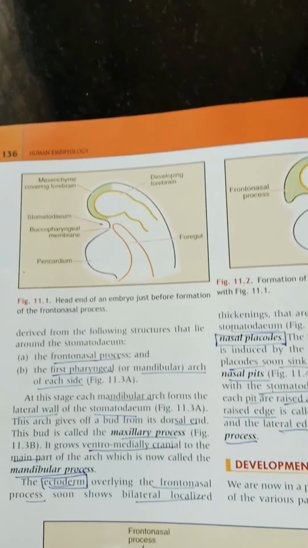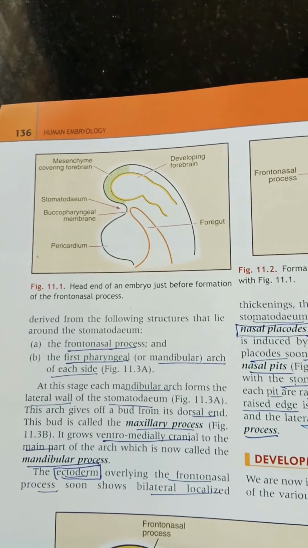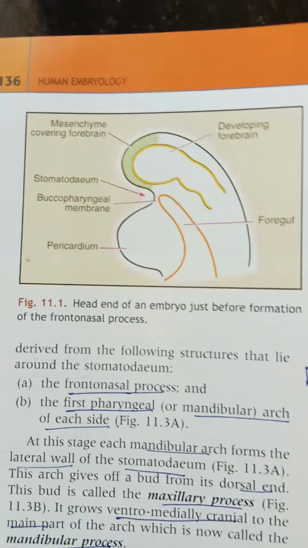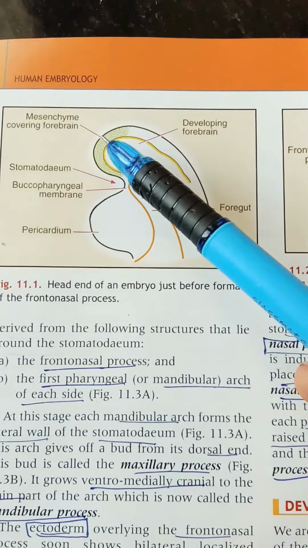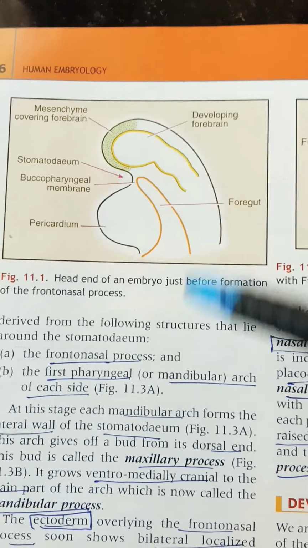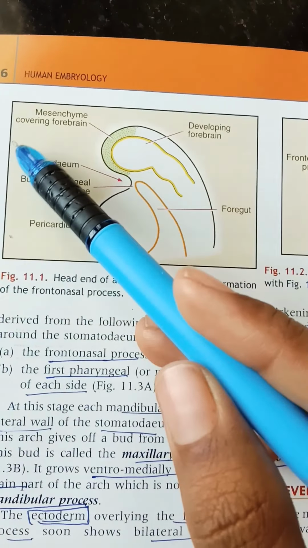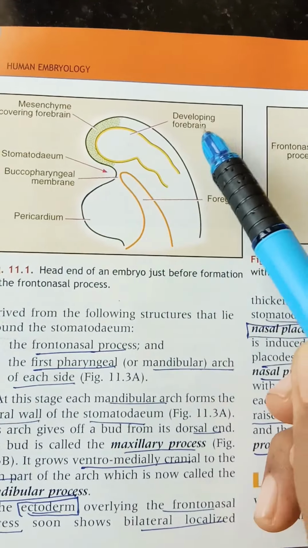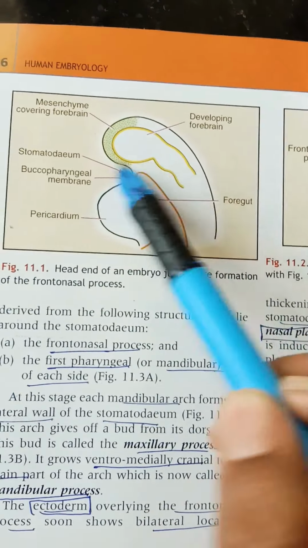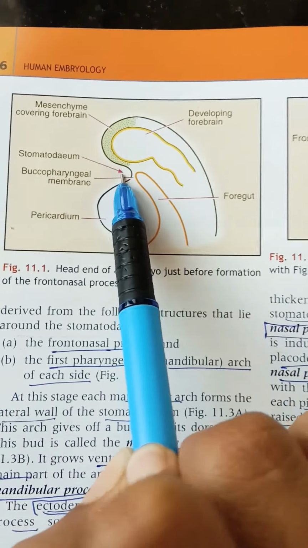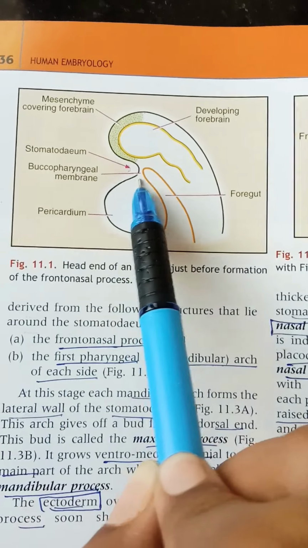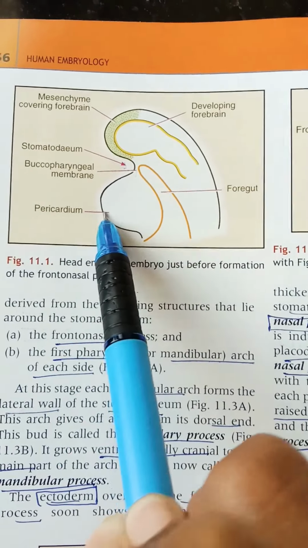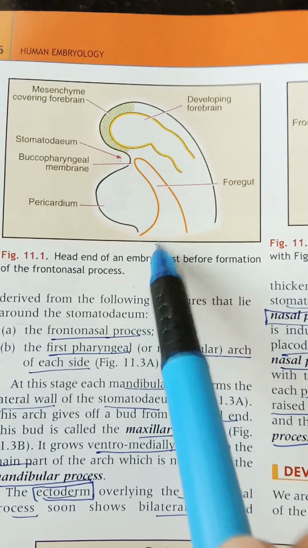Now we are going to start our embryology, development of face, nose and palate. So first in this diagram you can see our embryo. This is our cephalic end, this is our caudal end, and here there is mesenchyme covering the forebrain and the developing forebrain bulge. And here you can see this is a stomatium from which our mouth forms, and this is the buccopharyngeal membrane, and here is the pericardium bulge, and this is the foregut within it.